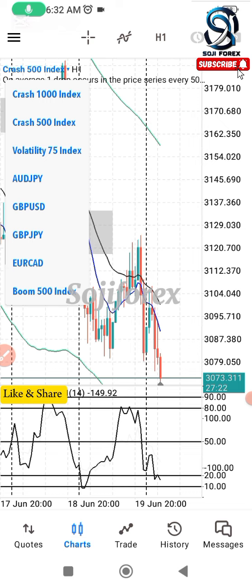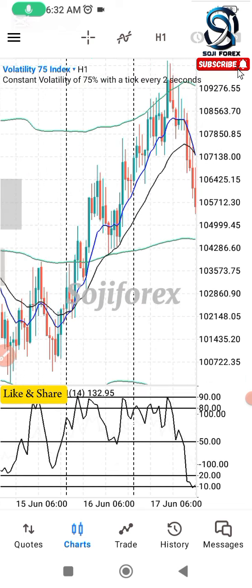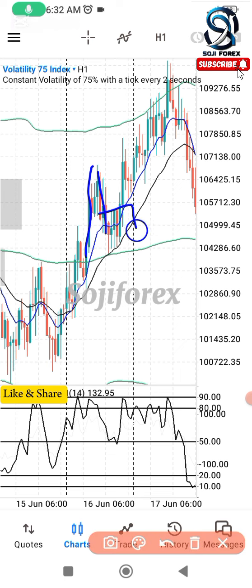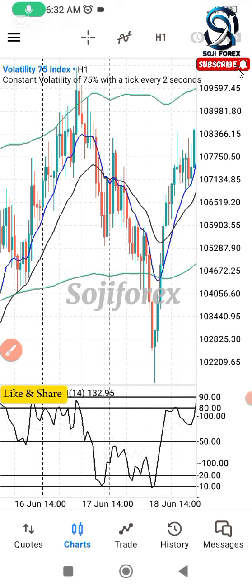This is working very much. This is Volatility 75. Let me show you. Look at this. Price went and then it came back, retested, and you can see that push to the upside. Now this time around, let me tell you something.